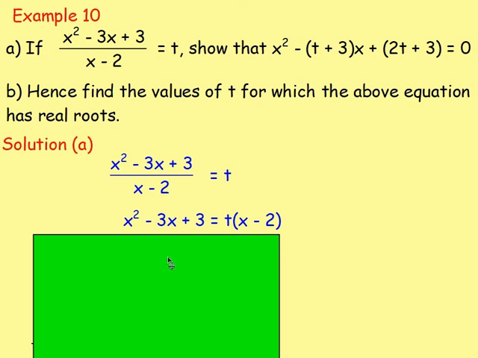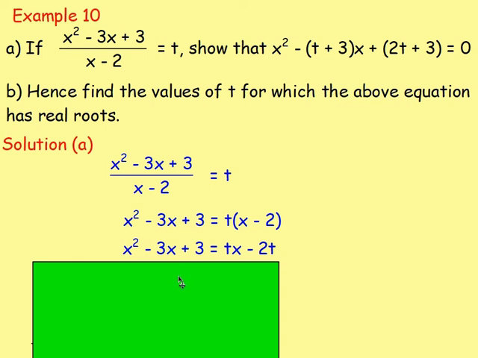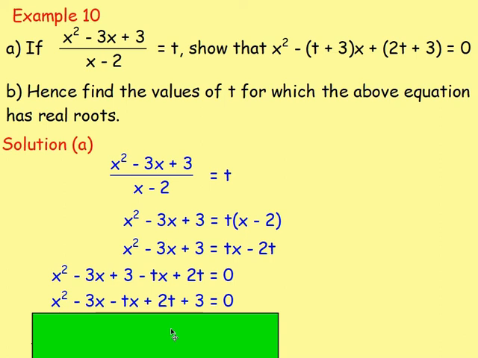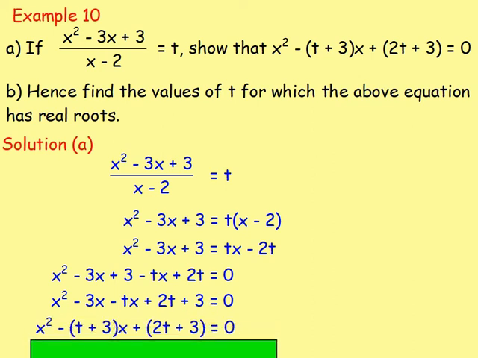If you multiply out the brackets on the right hand side, you'd have tx minus 2t. And from there, because you're wanting it to equal 0, let's move everything to one side. So we'd subtract tx from both sides and add 2t to both sides. So from there, we've got x squared minus 3x plus 3 minus tx plus 2t equals 0. And from there, you're wanting to rearrange that, so you've got the x squared, you've got all the x terms together, and you've got all the terms without an x term together. If you take out minus x as a common factor here, you would have t, and you'd have a plus 3. That's taking out negative x as a common factor. And then you've got the plus 2t, and then plus 3, and that would equal 0.